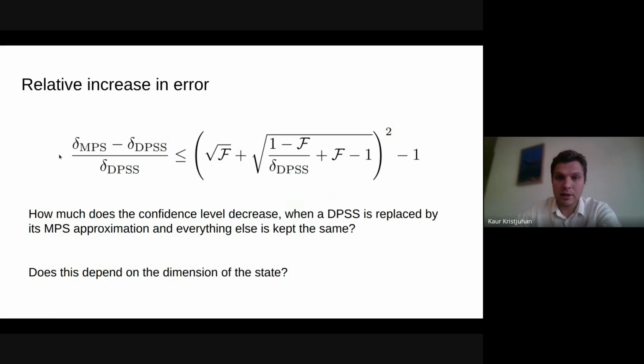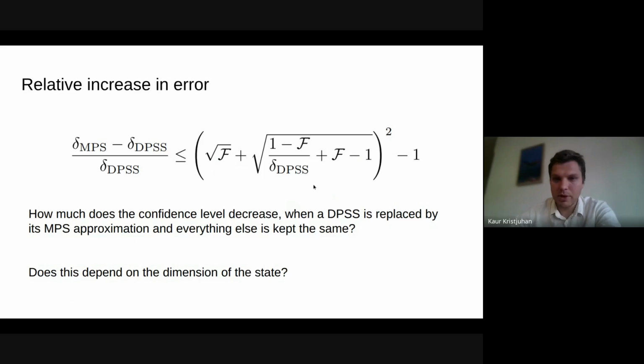So we've worked out a theoretical bound for this. We can show analytically that this relative increase is going to be smaller than this expression here, which is just using the target confidence level and the fidelity of our approximation. So we can already predict that since we have a high fidelity approximation, then we're also going to have a low relative increase in error.